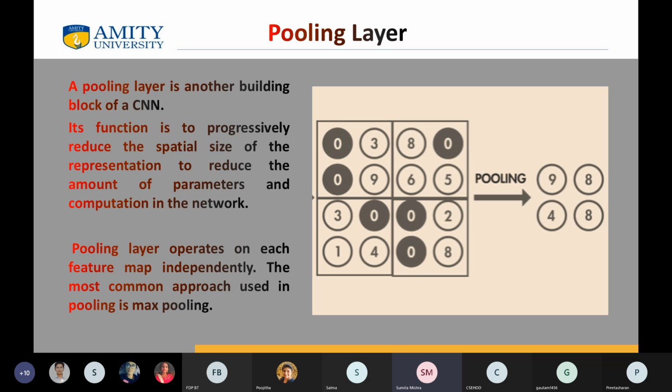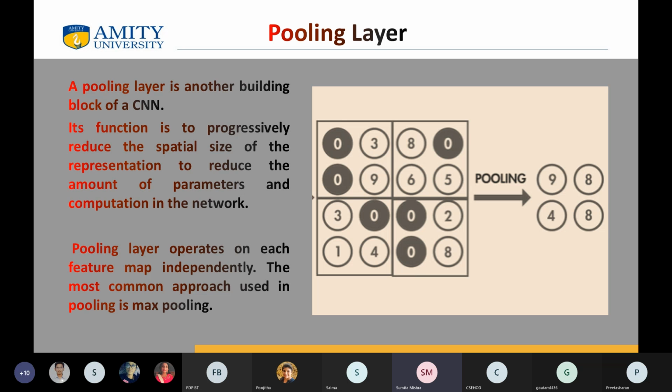So what you do in max pooling, you pick out the maximum value in the pixels that are there in the block. So I have put 9 here. After the pooling operation, this 4 cross 4 size is reduced to 2 cross 2 here. Why? Because these 4 blocks are, after max pooling, represented by this 9 here.